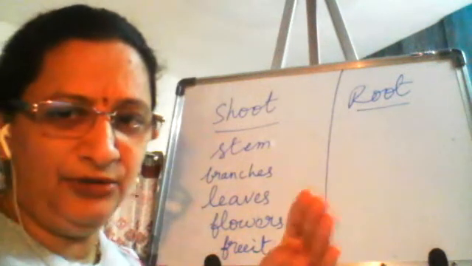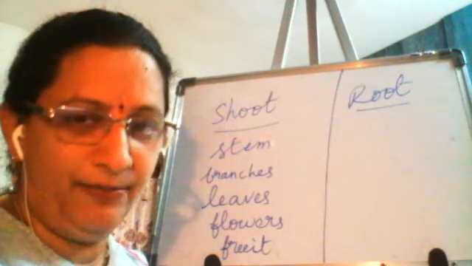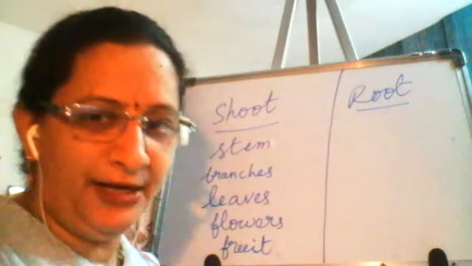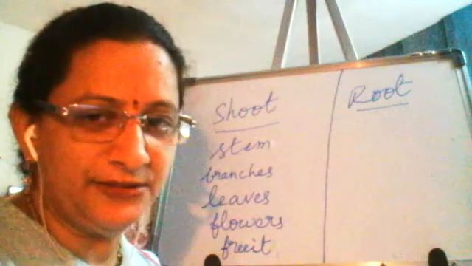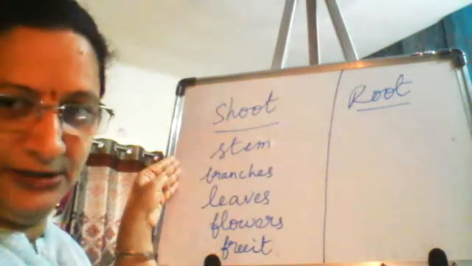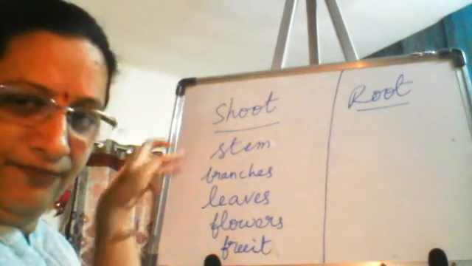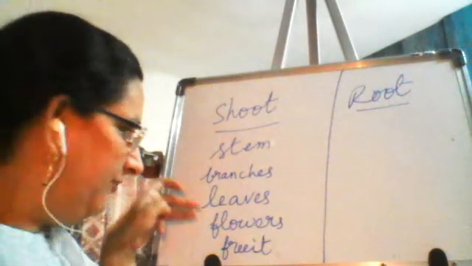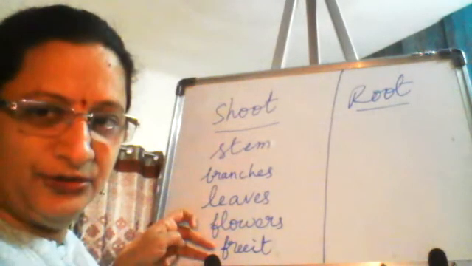One is above the ground, one is below the ground. And the part above the ground is the shoot system. The part below the ground is the root system. We have understood what all parts we have in the shoot system, that is stem, branches, leaves, flowers and fruit.